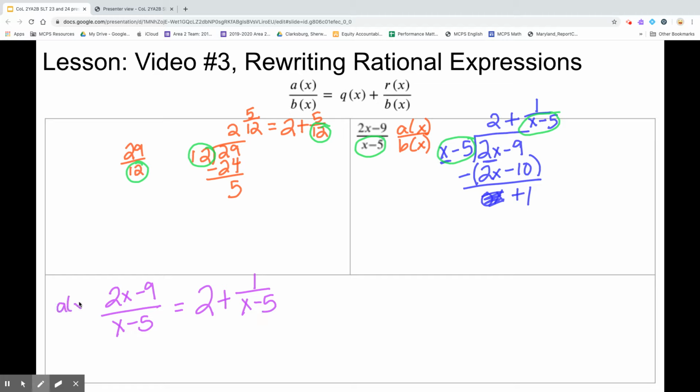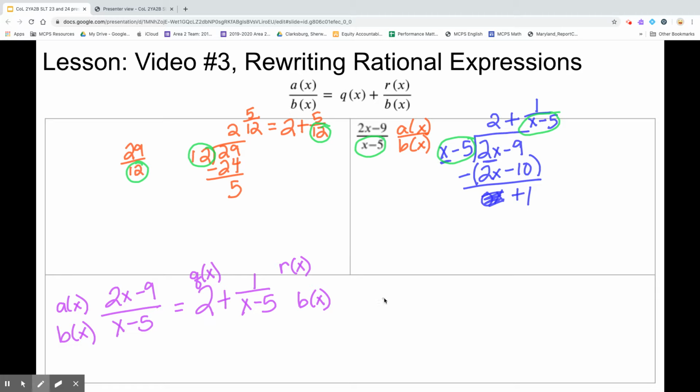This is my a(x). This was my b(x). 2 is my q(x). That is your quotient. This plus 1 tells me that this is my r(x), my remainder. And this x minus 5 is the same as this x minus 5. So I leave this as b(x). So was I able to rewrite it?